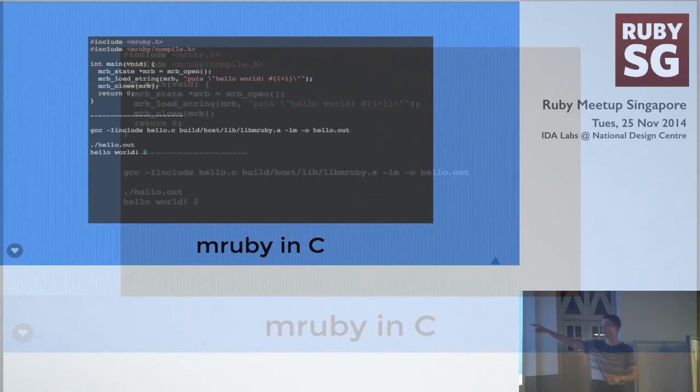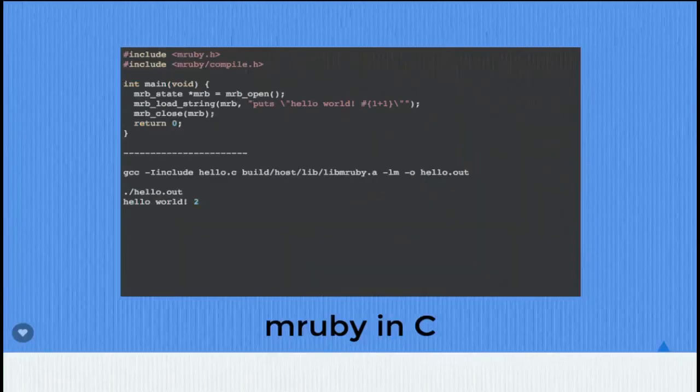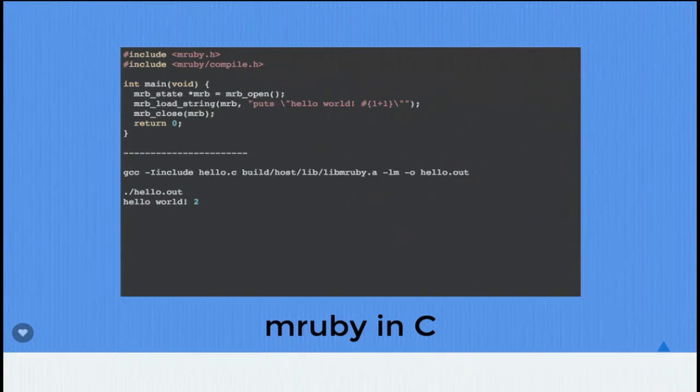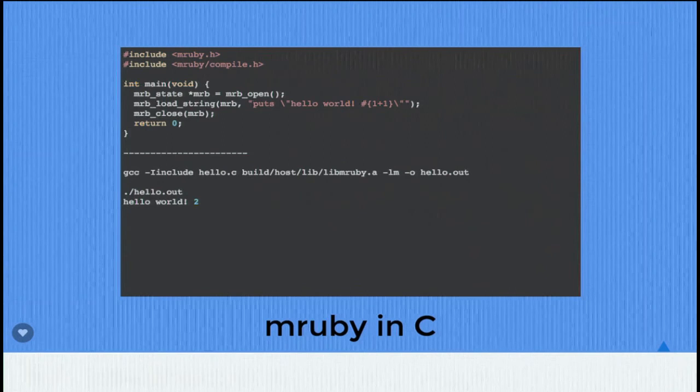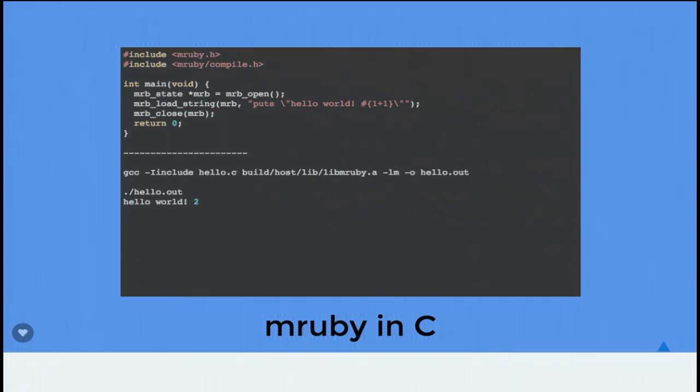Basically what it's doing is creating the Ruby context with mrb_state. And then we are evaluating this code that puts hello world 1+1 in the context of the state which we created, and then we are closing it. This is the command which compiles it. And when we run it, it's like running a native binary, which we can push to the client.